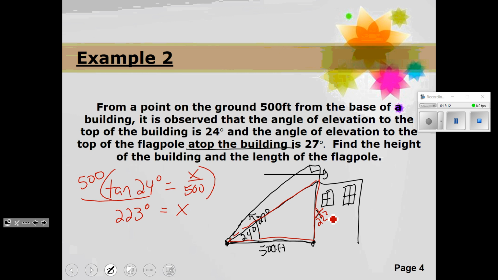How many were able to get to there successfully? Okay, that's great. So now I want to know what Y is. But the issue is this triangle up top is not a right triangle. So I'm not going to just be able to use this angle. I'm going to have to use the big triangle that it made.